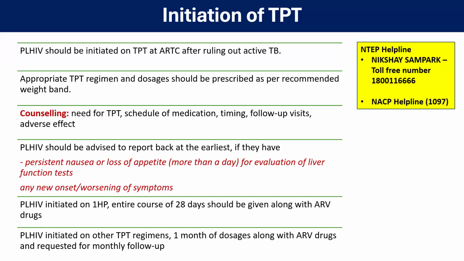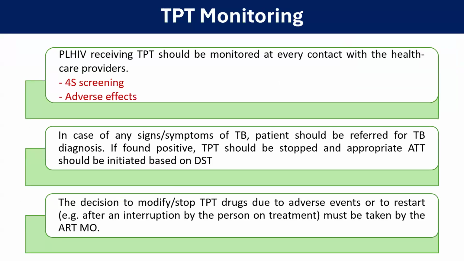For other regimens, the 6 months, they have to be followed up, and the date has to be realigned along with the ARV drugs. There are Nikshay Sampark, NTEP helplines and NACP helplines. The patients can be made aware of these available toll-free numbers, which they can contact. You can post them in the patient's waiting area for any support needed in terms of TB or HIV.